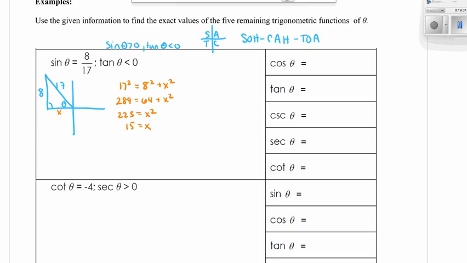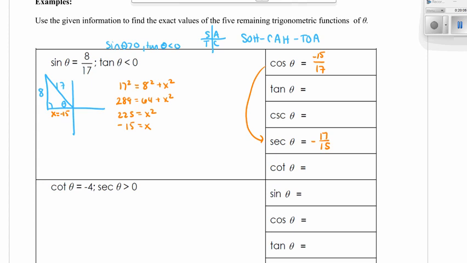Now you have to be careful here because we are in quadrant 2. The sign is negative. So remember, whenever you take away an even power, it's plus or minus the square root. And since we're not working with the hypotenuse, we can make this negative. So we're actually going to use this x value as negative 15 because we're in quadrant 2. So the cosine is the adjacent over the hypotenuse, so negative 15 over 17, which means if we know cosine, we can flip that to get the secant. So the secant would be negative 17 over 15, because those are reciprocals.